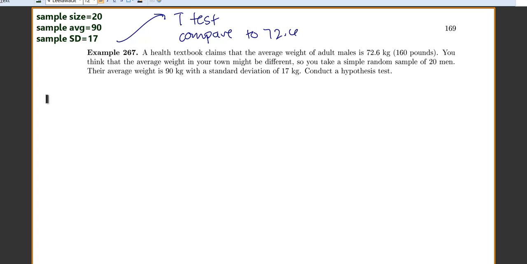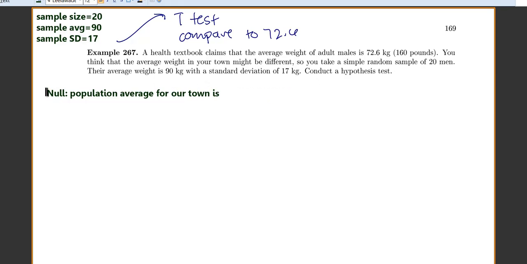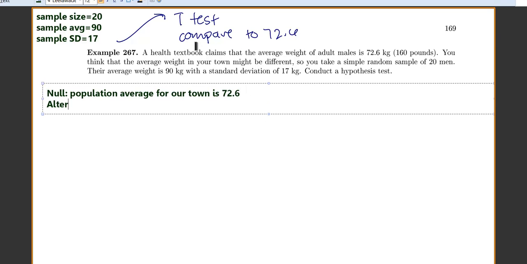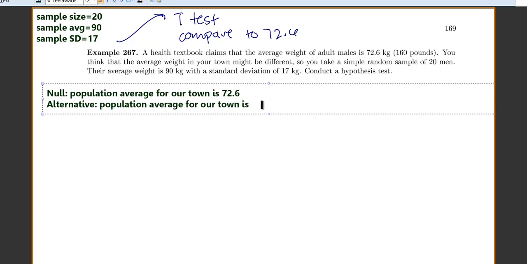Conduct a hypothesis test. Notice that everything is blank, so we get to try and remember the steps ourselves. So the null hypothesis would be that the population average for our town is 72.6. The alternative is that the population average for our town is, let's see, do we want it greater than 72.6, less than, or just not equal to? It just says it might be different. It doesn't say greater than or less than, so we'll just say is not 72.6.